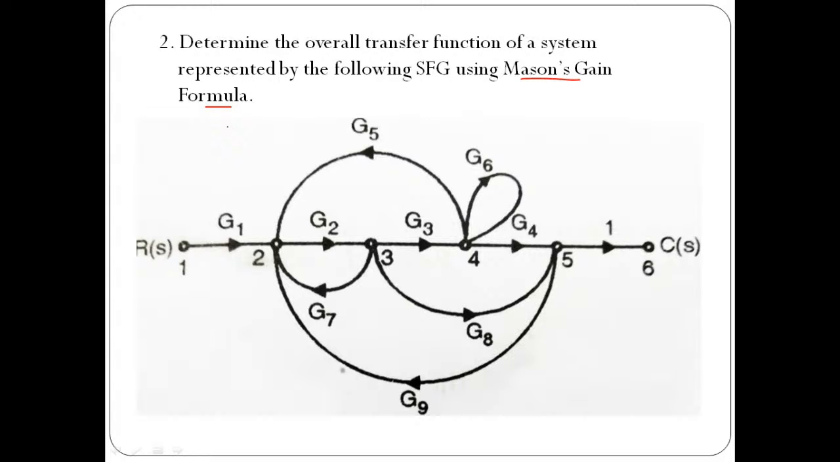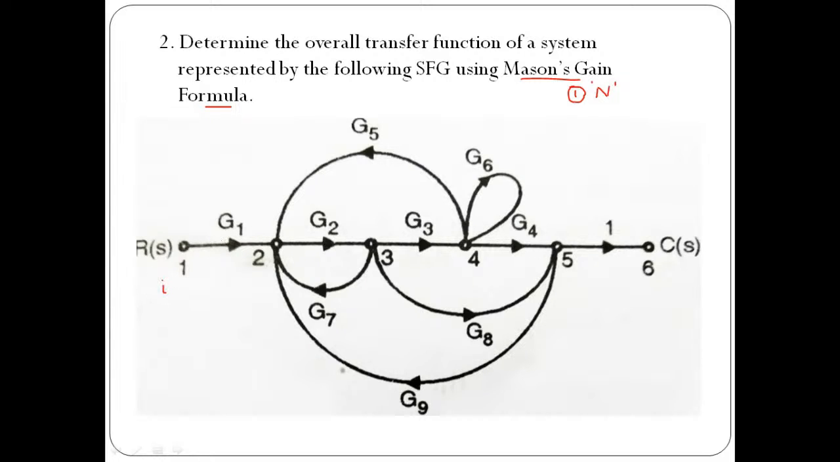Though the structure is quite complicated, it is very easy for us to identify first how many forward paths there are. As I told you, in order to apply Mason's gain formula, we need to follow some steps. So in step number 1, we have to calculate the value of n, where n indicates the number of forward paths. So calculate n. How to identify n? It's very easy.